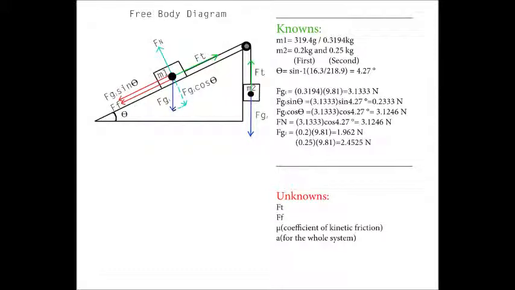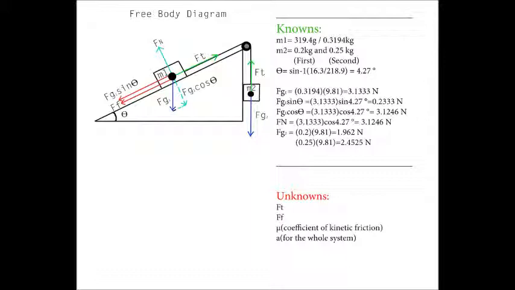As we are given the values of the masses and measure the angle theta, we are able to determine most of the variables. The only unknowns are force of tension, force of friction, the coefficient of kinetic friction, and the acceleration of the whole system. Finding acceleration is very important, as you can use it to solve for force of friction, the coefficient of kinetic friction, and the force of tension, which you will see in the later calculations.